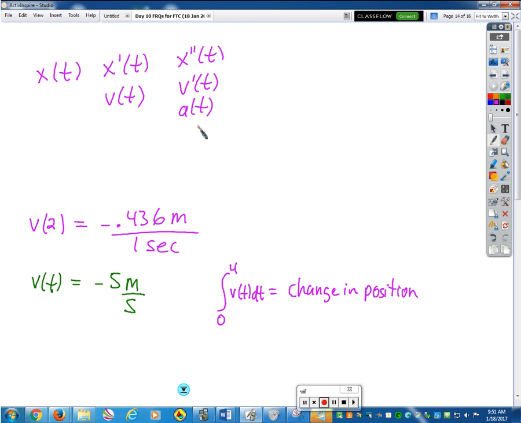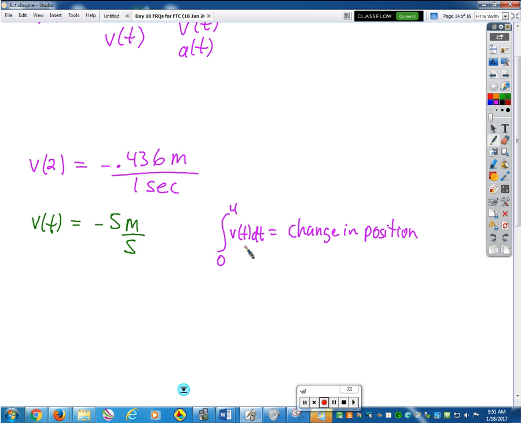Questions? Cool. There's a pattern here. Position is related to velocity in exactly the same way that velocity is related to acceleration. So if I integrate the velocity and end up finding the change in position, because I'm integrating the rate, it rhymes, integrate the rate. If I'm integrating the rate at which position changes, I find the change in position.